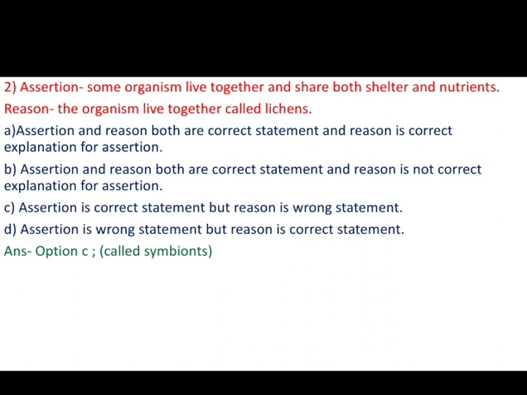Why? Because some organisms that live together and share both shelter and nutrients are called symbionts. Lichens are one of the species that are also formed by the symbiotic relationship, but not all such organisms are lichens; they are called symbionts.